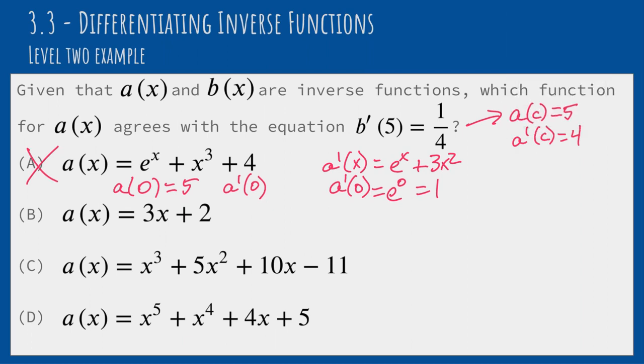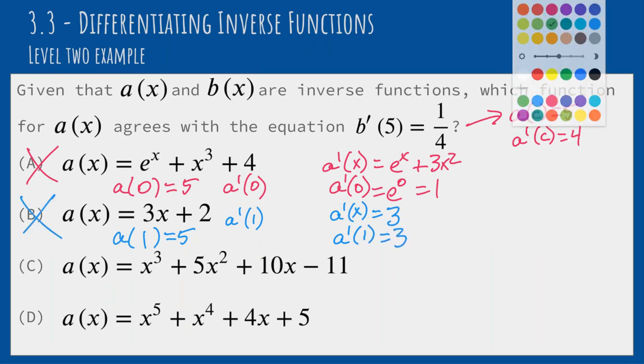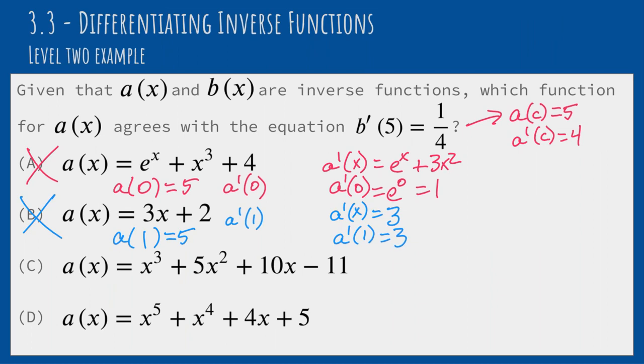Part B, we need to figure out what we plug in here to get 5. Just doing some mental trial and error, if we plug in 1 for x, we're going to get 5. So we want to know what is a prime of 1. Notice that the values we plug in for a depend on what the function is, because the function has to have a value of 5 at that point. So a prime of x is the derivative of 3x plus 2, which is just 3, which means a prime of 1 is also 3, and that one also doesn't work. So treating these as true false, both of the first two are false.